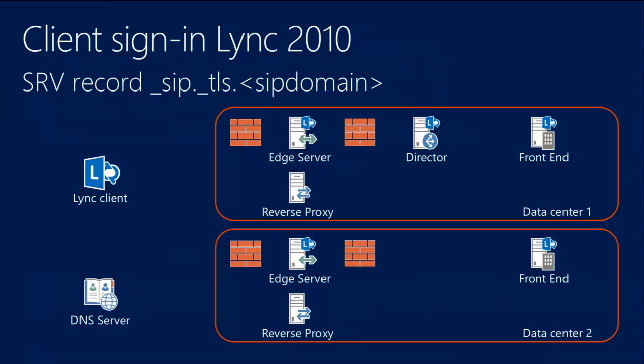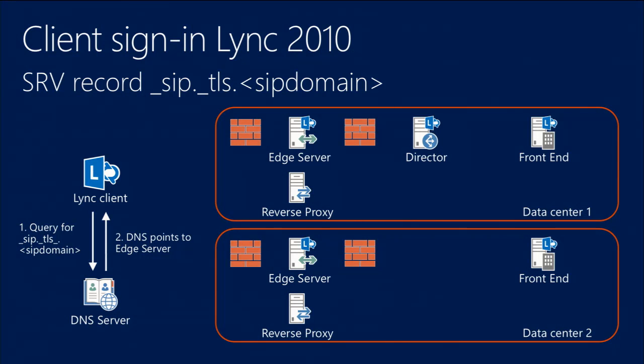Now, in Lync 2010, when the client wants to sign in, it does a query in DNS for a specific record type, and we call that an SRV record, or a service locator record. And that's the record I look for, _sip._tls, whatever my SIP domain is. So for us, it's Microsoft.com. So I look for _sip._tls.microsoft.com.